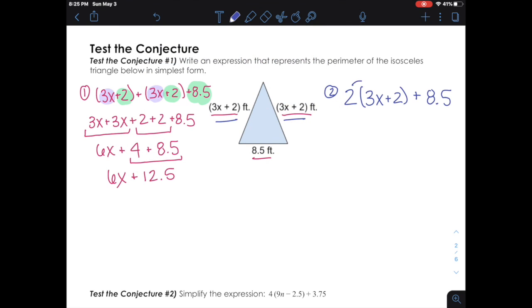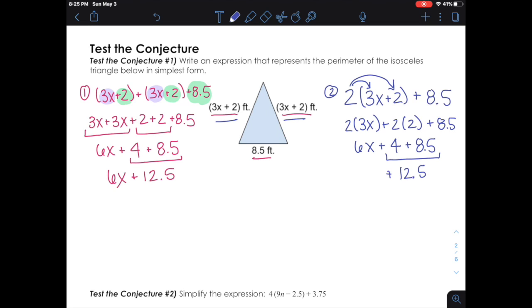So let's check our expression on the right-hand side now. So for this one, I would be applying the distributive property. Okay, I have to distribute the 2 to this sum. So 2 times 3x plus 2 times 2, and then I have to add 8.5. Okay, so 2 times 3x would be 6x plus 2 times 2 is 4 plus 8.5. Still have some constants that I can combine, so 4 plus 8.5 is 12.5, and then we add our 6x.